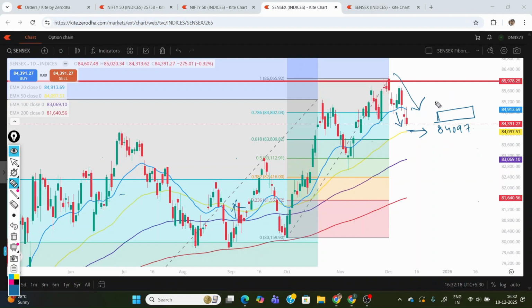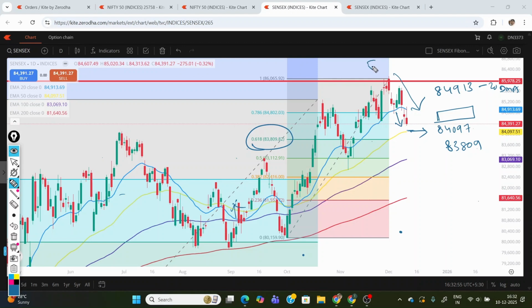This number, 84,913, which is also the 20-day exponential moving average, will act as a big resistance on the upside. The levels on the downside are first 84,097, followed by this number, 83,809.